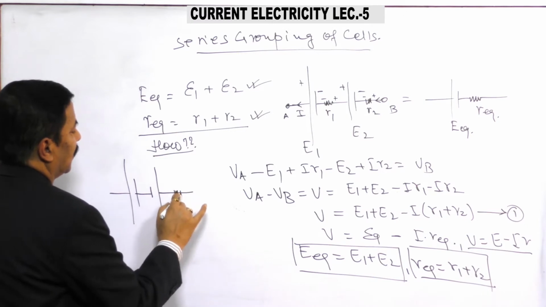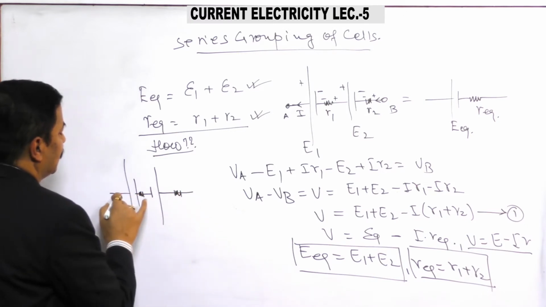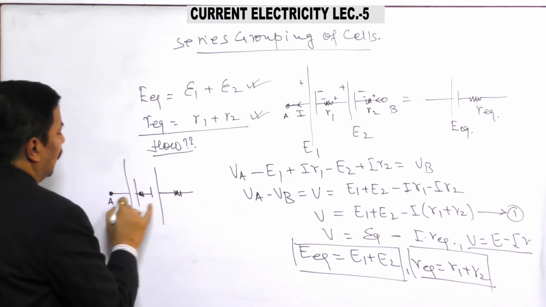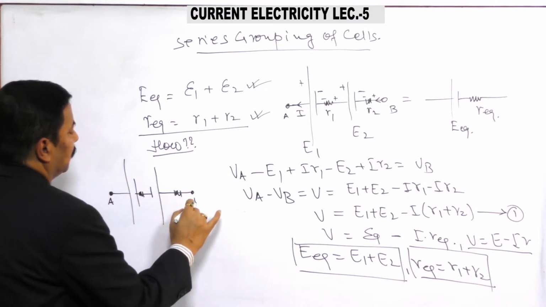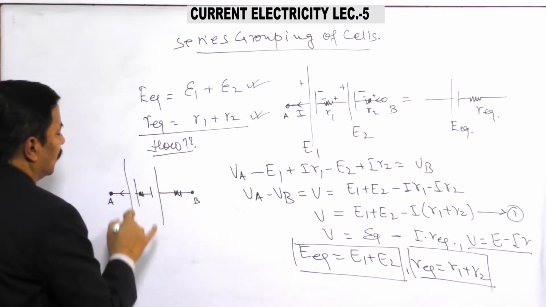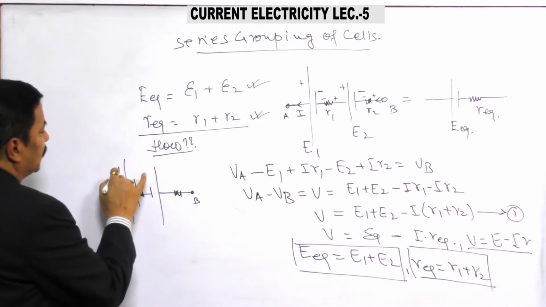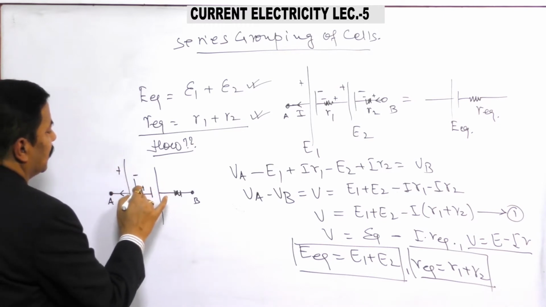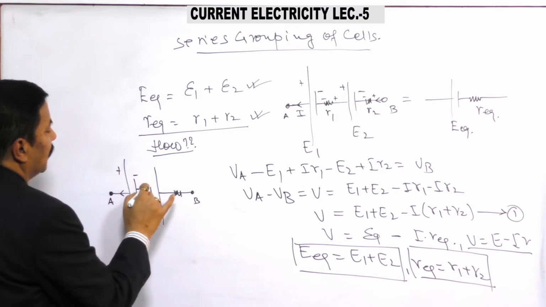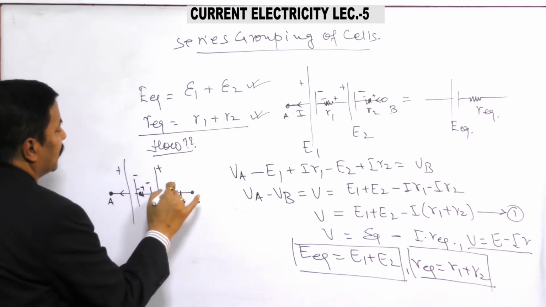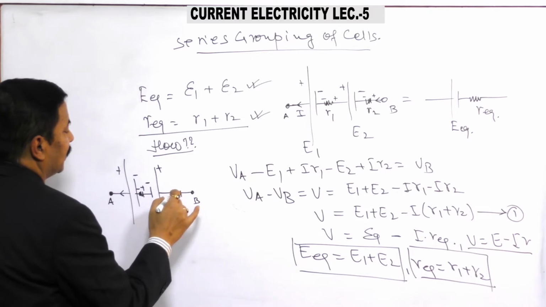Here is the internal resistance. A, B. Here you see plus, minus, plus, minus, minus, plus. Here this direction of current is there.